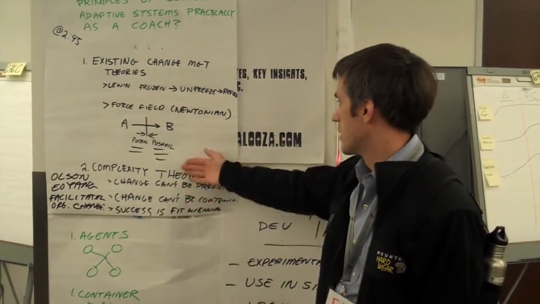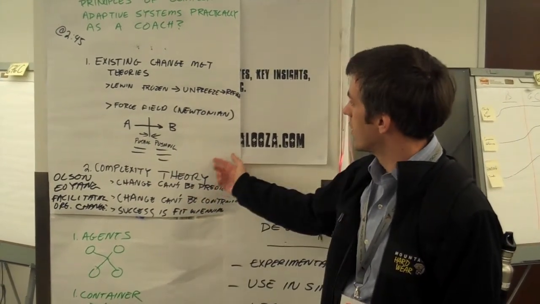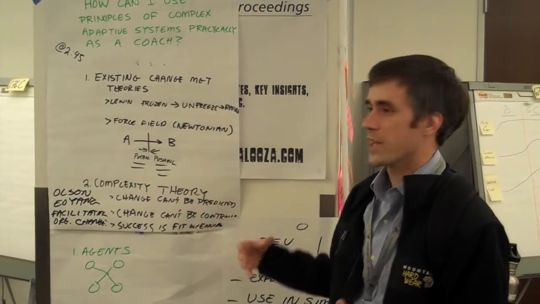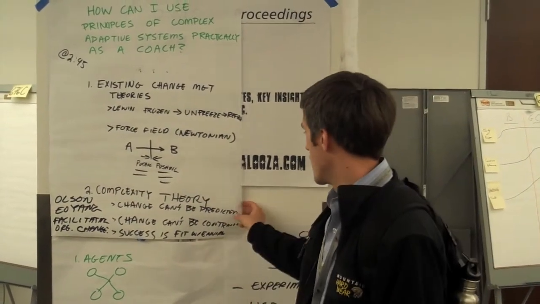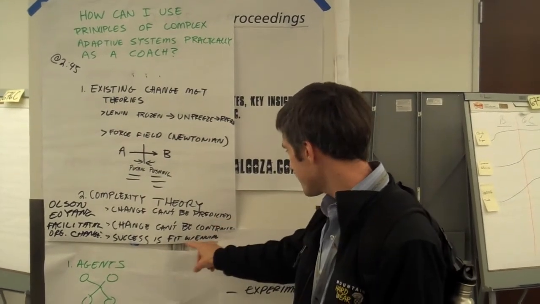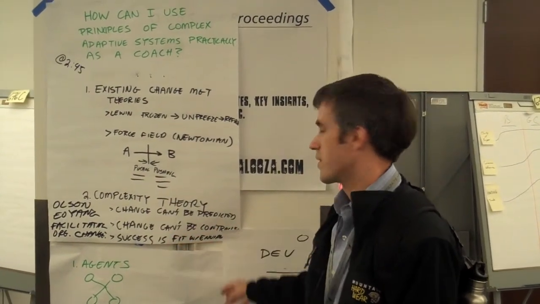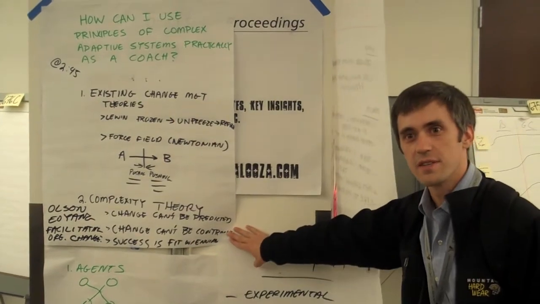And they talk about complexity theory applied to change, saying that you really can't predict what's going to happen. You don't know what the end state is going to be for change. You can't necessarily control it, but success is fit with the environment. Success is not some end state, so how well do you fit?